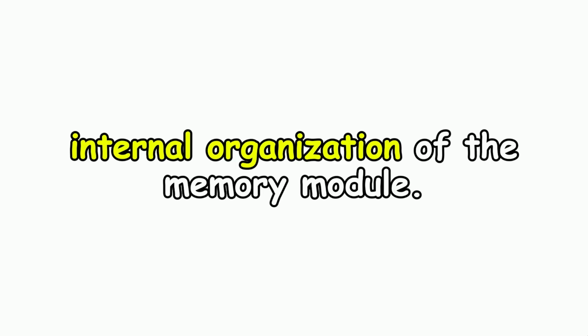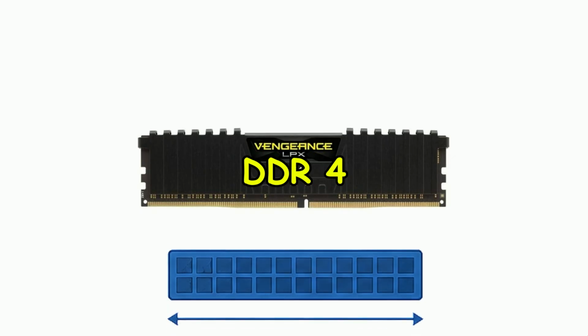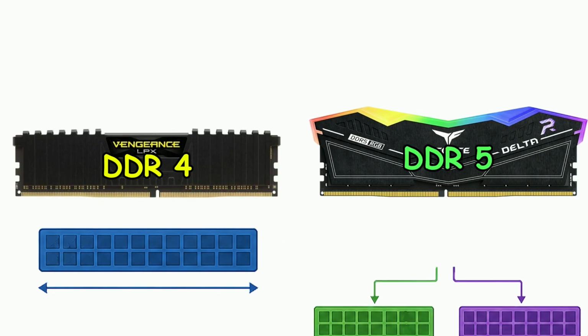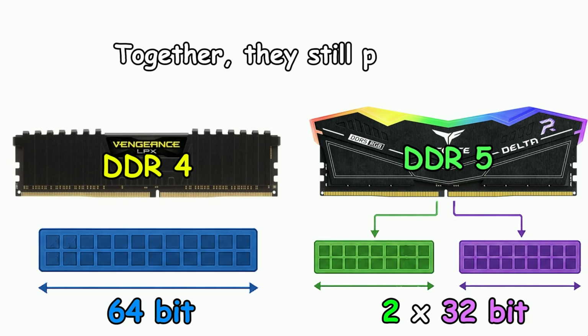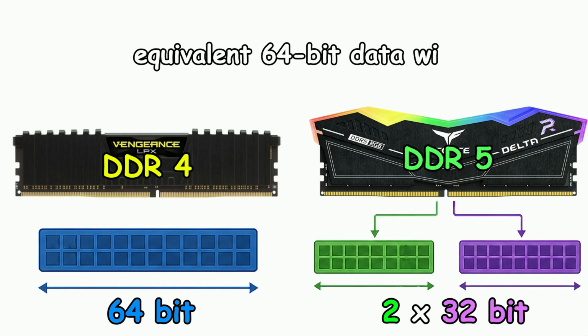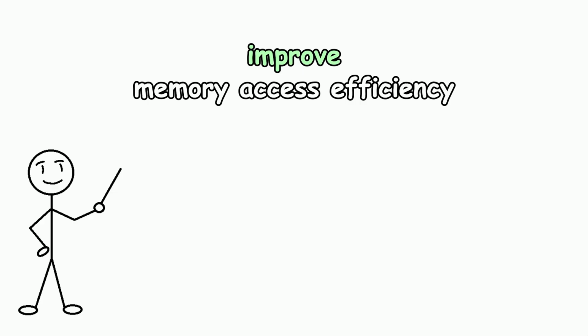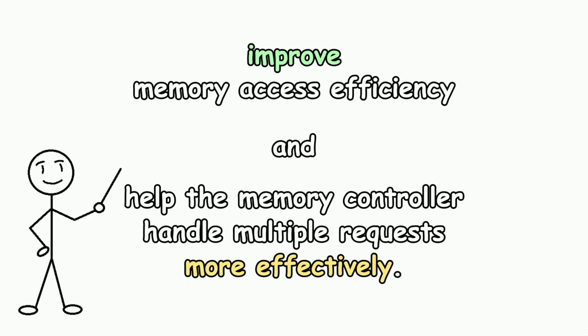Another important improvement is the internal organization of the memory module. A typical DDR4 module provides one 64-bit memory channel, while DDR5 divides this into two independent 32-bit channels within the same module. Together, they still provide the equivalent 64-bit data width, but the smaller channels can handle memory operations more independently. This change can improve memory access efficiency and help the memory controller handle multiple requests more effectively.